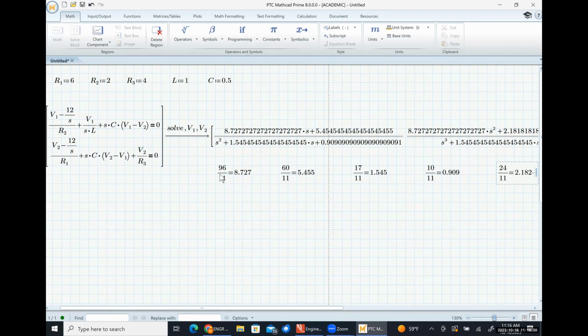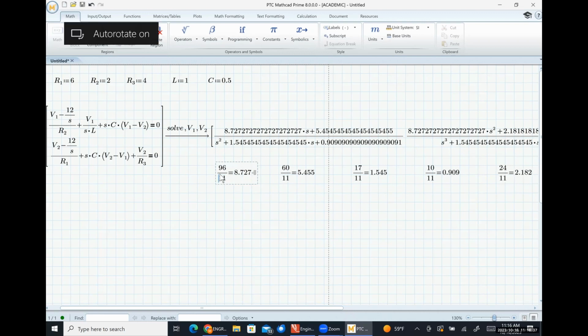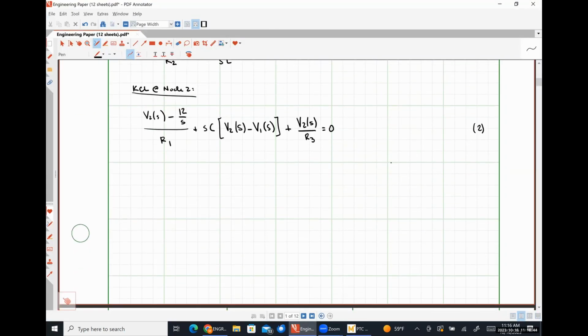So going back to my original sheet here, by using MathCAD, I was able to find that our voltage V1 of S is equal to, sorry, this is going to be a fraction, so let me move this up here. 96 over 11 times S plus 60 over 11, divided by S squared plus 17/11 S plus 10 over 11.